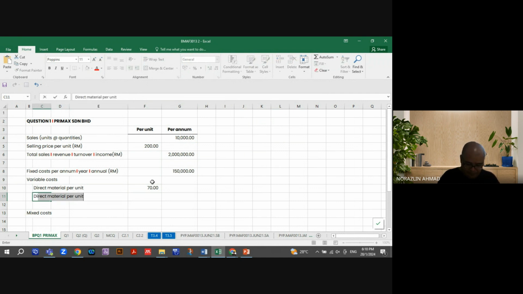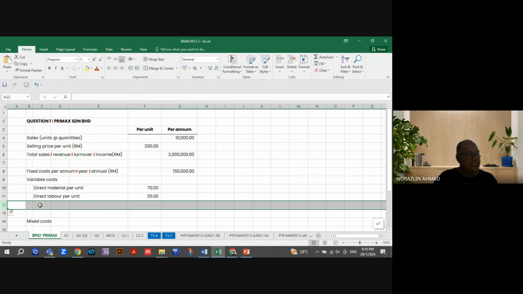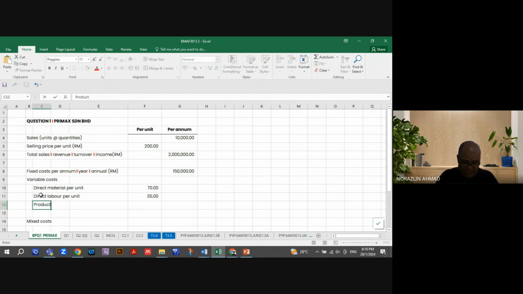Direct labor per unit, 1 unit is 35 ringgit. And the last one is production, or factory, or manufacturing overhead.